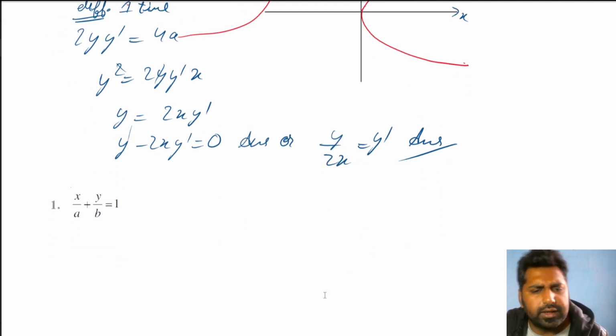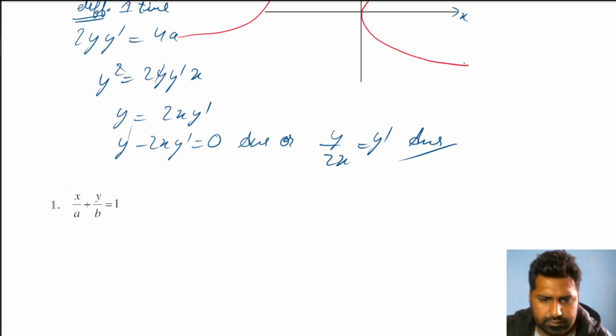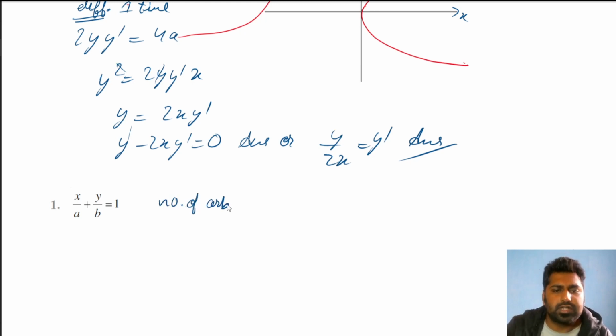This is the equation. You have to create a differential equation out of it. How many arbitrary constants? Try to find that first. Remember, constants are like a, b, c, p, q, something like that. X and y are the main variables. So first of all, identify the number of arbitrary constants, that is 2. That means we have to differentiate 2 times to get the differential equation.